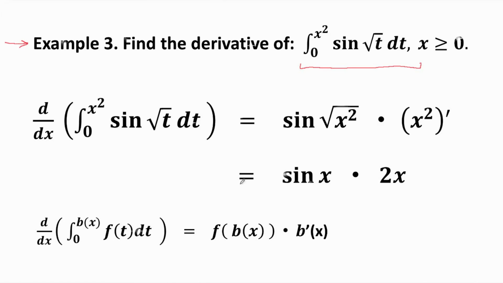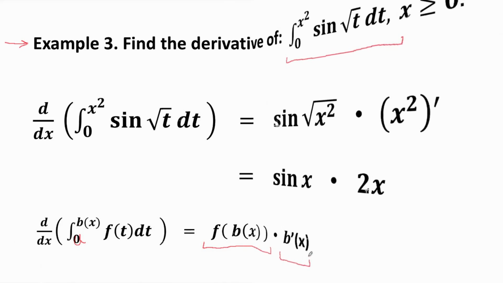In general, the derivative of the integral from 0, or from some other constant a, up to some function b of x, of f of t dt, is equal to f of b of x, which is the composition of those two functions, times the derivative of the inside function b of x.